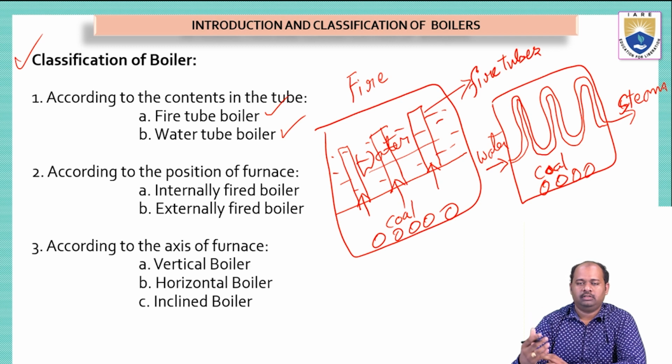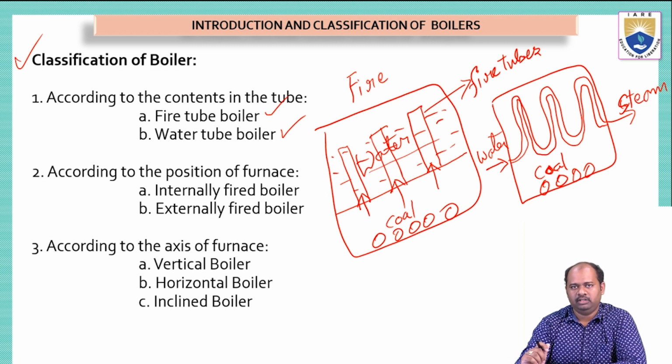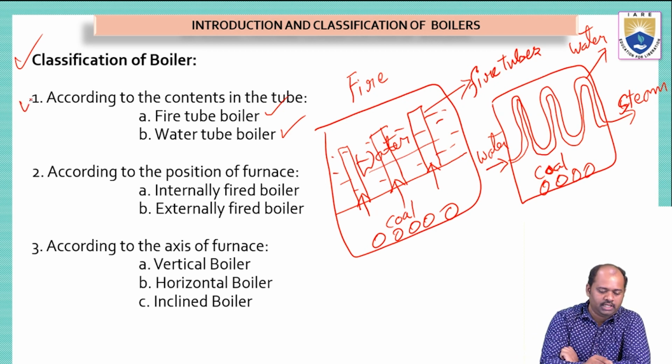So the hot gases that are generated during combustion will be supplied to the surface of this pipe. Inside the pipe we have water. Whenever the water is subjected to hot gases, the water will be boiled and converted into steam. Now this steam will be collected on the other side of the boiler. This tube is called a water tube and the boiler is called a water tube boiler. So this is the basic difference between fire tube and water tube boilers. This is the first classification.